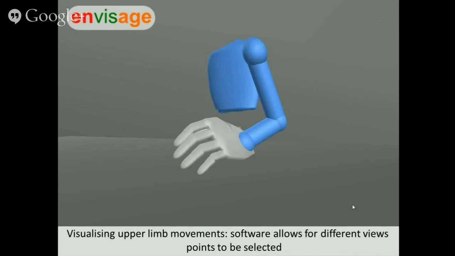Here's an example of an animation for the upper limb. And when we set out, we were quite worried that patients would not be able to work with dissembled bodies. So there's no head, and there's no other arm, there's no pelvis or legs in this example. But actually the patients found this quite understandable.